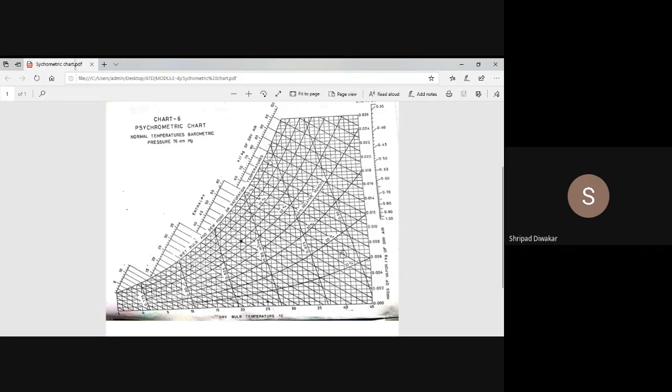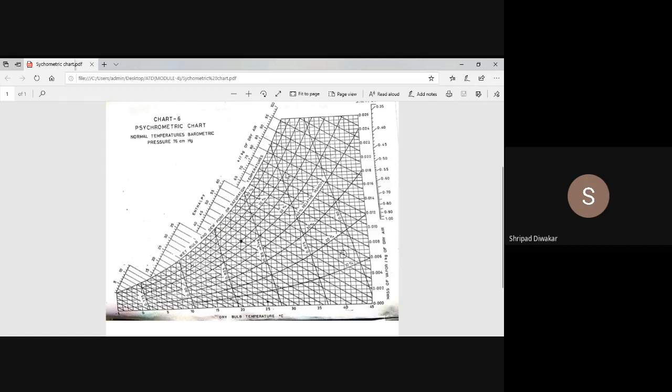Whenever you move in the inclined direction, that gives your WBT. Whenever you move in the horizontal direction from left to right, that is your DPT. And whenever you take the value from right to left, that is your specific humidity. You only have to locate the point properly. For 25 degrees DPT there is no marking, so you have to start from this 25 at the bottom, start that vertical line, and locate where it cuts. Here it cuts the saturation curve.